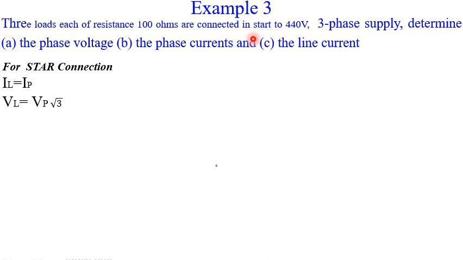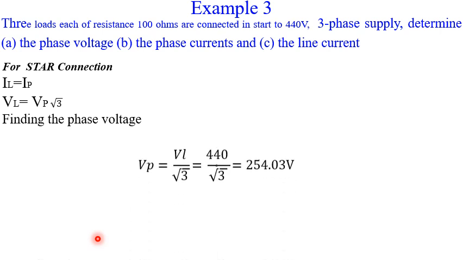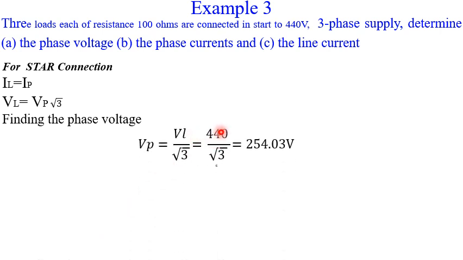The first thing they said we should determine is the phase voltage. How do we determine the phase voltage? They've given us a line voltage of 440 volts. So we can determine the phase voltage by dividing the line voltage by root 3. We just divide the 440 volts by root 3 to get 254.03 volts. Then we need to calculate the phase current.